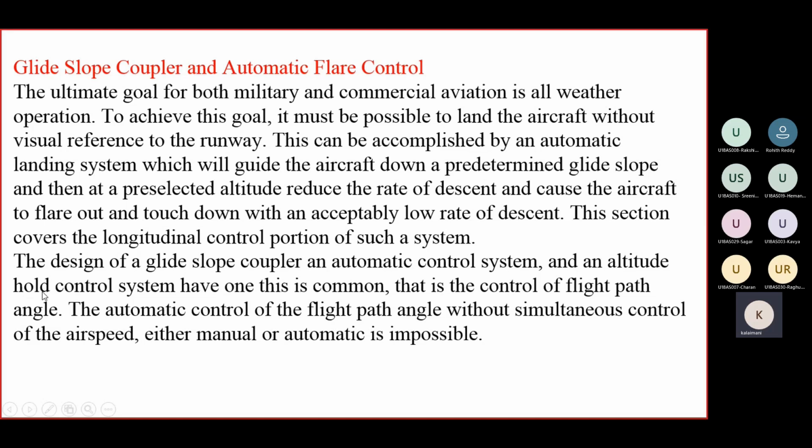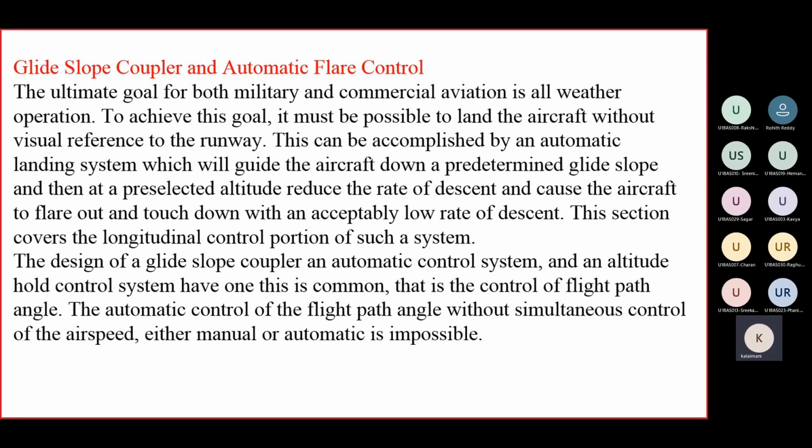Flight control systems. The ultimate goal for both military and commercial aviation is that the aircraft should be operated in all weather operations. How is it possible to operate the aircraft in all weather operations, meaning without a visual reference of the runway, the pilot can land the aircraft? If you want to achieve this, it must be accomplished by an automatic landing system.